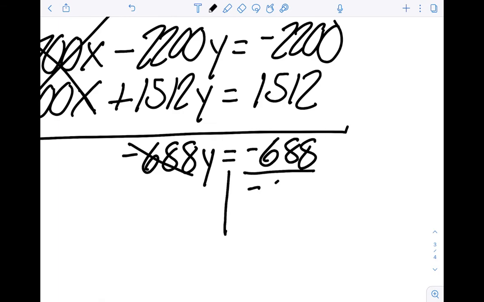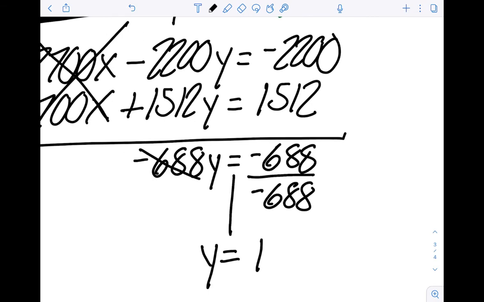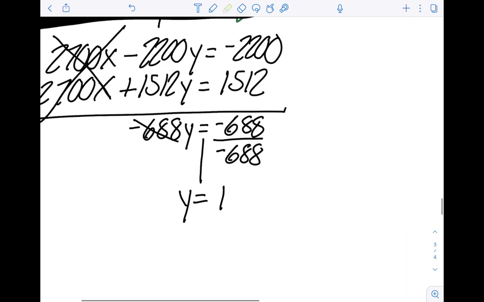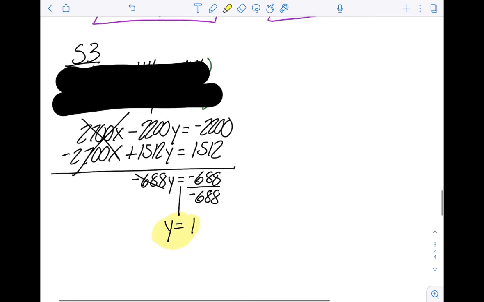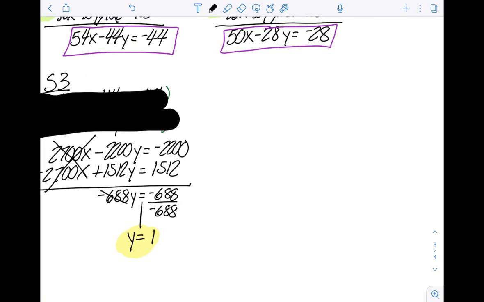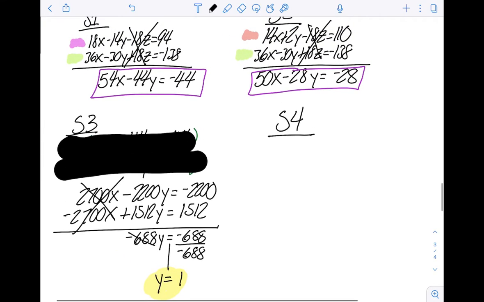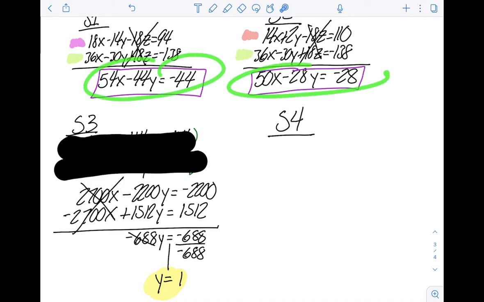So divide by negative 688. And I get y is equal to 1. And that right there is my first variable that I got. Y is equal to 1. Okay? Perfect. Step 4. Step 4 says I'm going to pick one of my purples. So which one of my two purples here looks simpler? They're both kind of complex, so I'm going to pick the second one here.